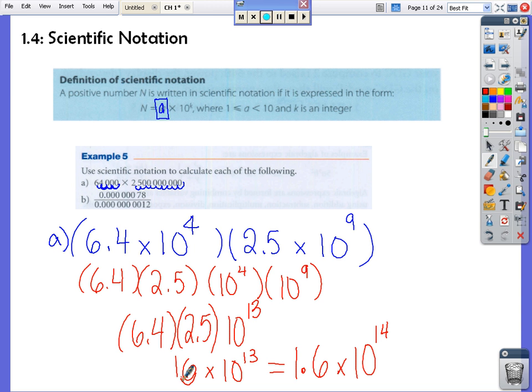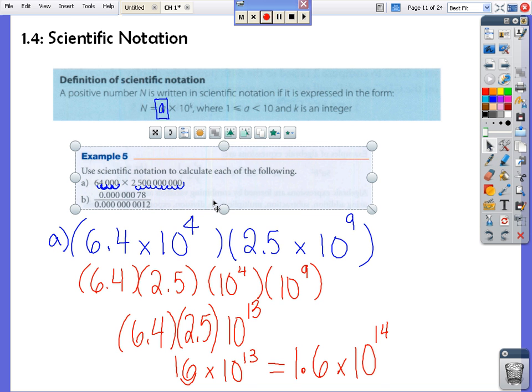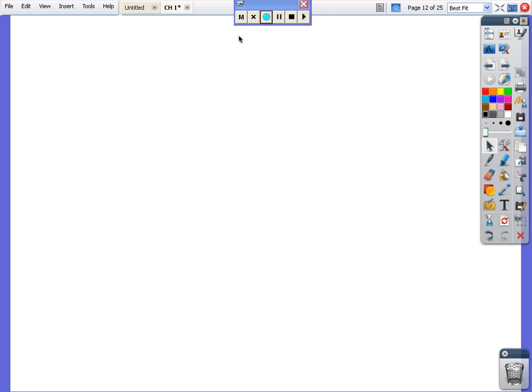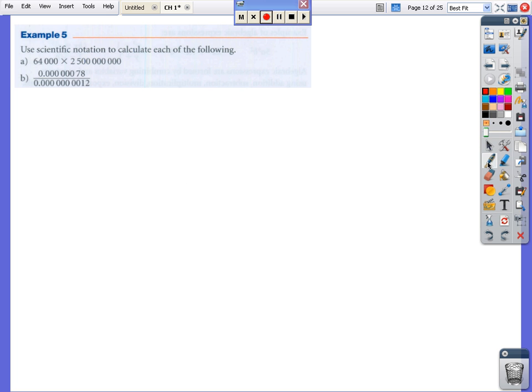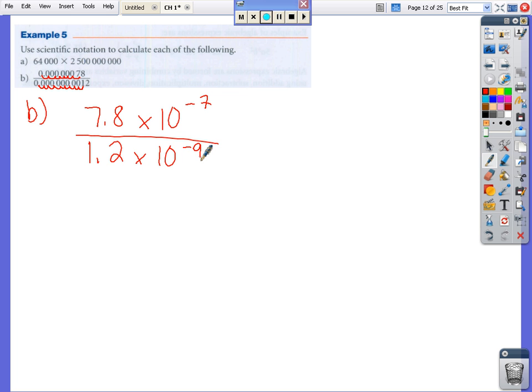Division, I would write letter B. Letter B has you dealing with values that are smaller than 1. So letter B, I would have 7.8 times 10 to the negative 7 divided by 1.2 times 10 to the negative 9. So this deals with the negative powers.